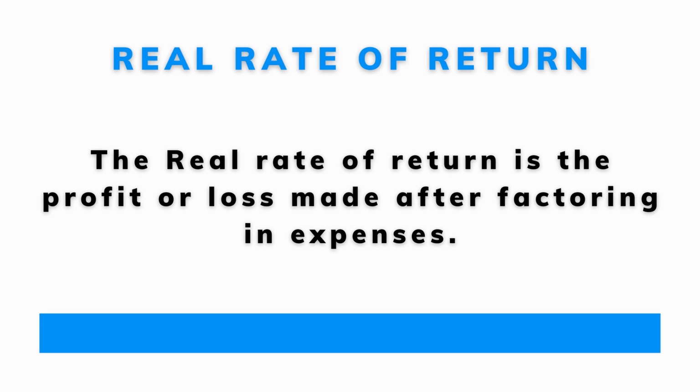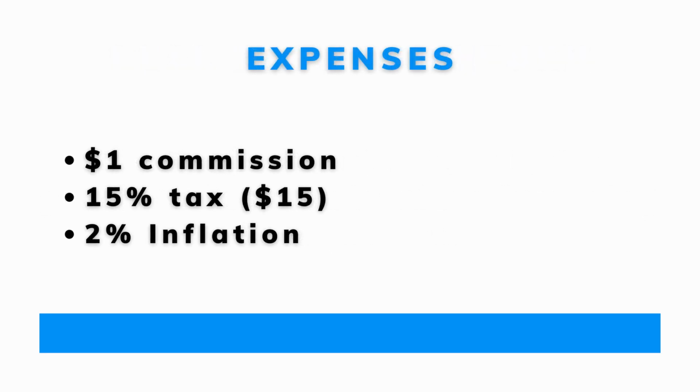For example again, an investor made $100 from a $1,000 investment, but the investor paid $1 in commissions and 15% tax on the profits made. What is the real rate of return if the inflation rate is 2%? So let's think about it. The investor made $100 on a $1,000 investment, paid $1 in commission, paid 15% in tax for making that profit, and also there is a 2% inflation.